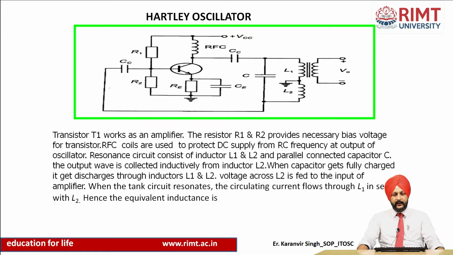So when the tank circuit resonates, it circulates current flowing through the coil L1, which is in series with the other inductor L2. So the total inductor current I_L is equal to the current flowing in L1 plus the current flowing in inductor L2.